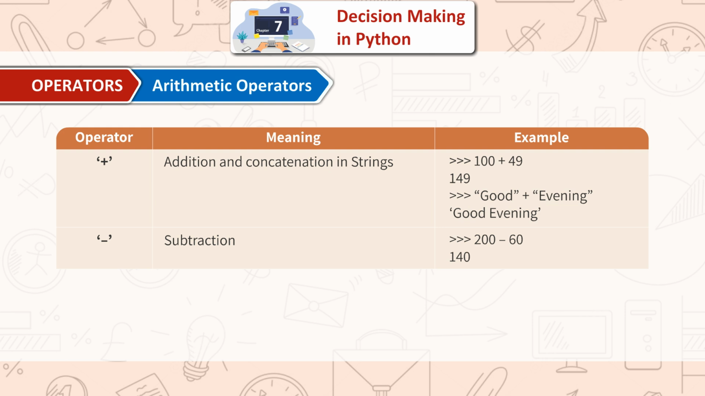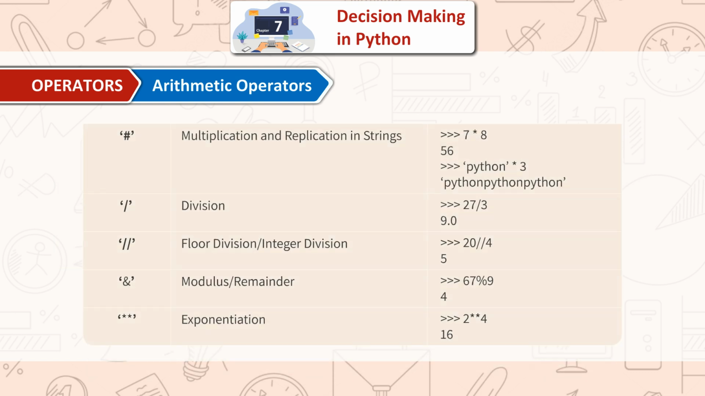Operator, meaning, example. Addition, and concatenation in strings: 100 plus 49 gives 149. Double quotes good plus double quotes evening gives good evening. Subtraction: 200 minus 60 is equal to 140. Multiplication, and replication in strings: 7 multiplied by 8 gives 56. Python multiplied by 3 gives Python Python Python. Division: 27 divided by 3 gives 9.0.